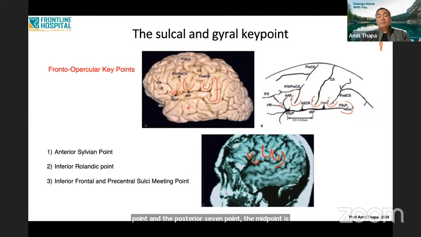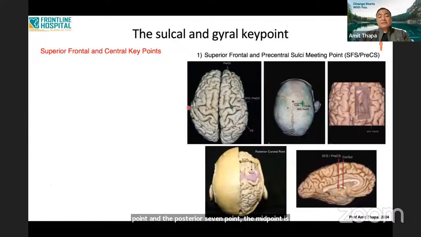So using the craniometric points over the skull, one can easily identify these gyral and sulcal elements on the brain. The other portion is the superior portion of the cerebral hemisphere, where we can see the superior frontal and the central key points. One of them is the intersection of the superior frontal and the precentral sulcus. This is usually located 3 centimeters from the midline and 1.5 centimeters behind the coronal suture.